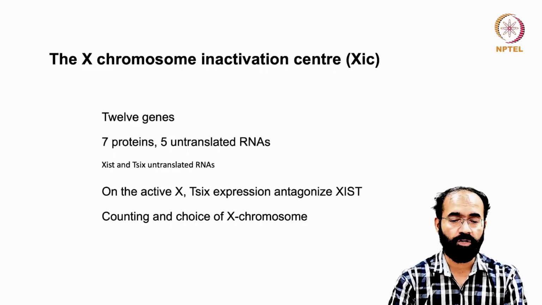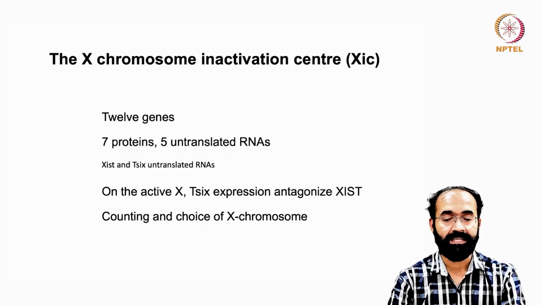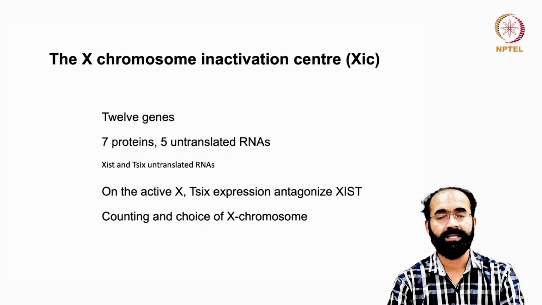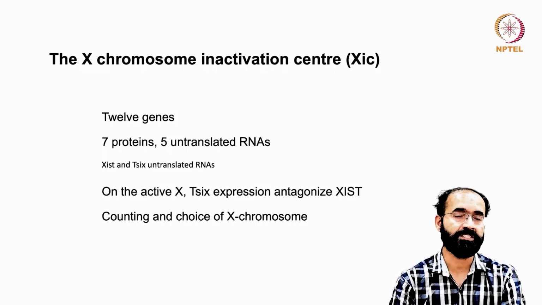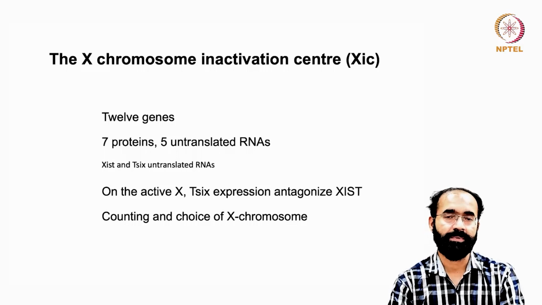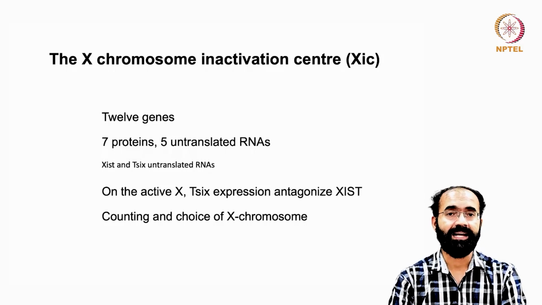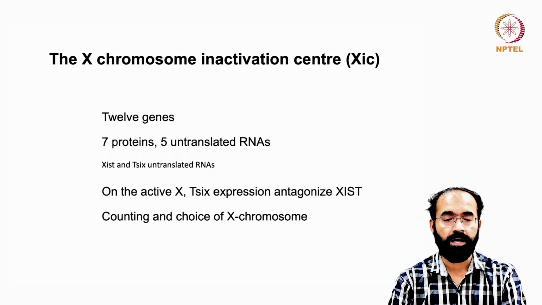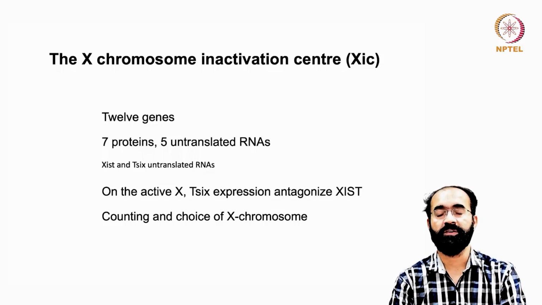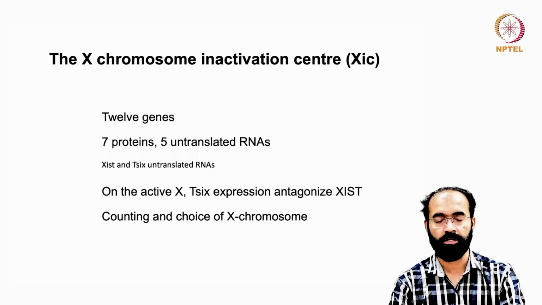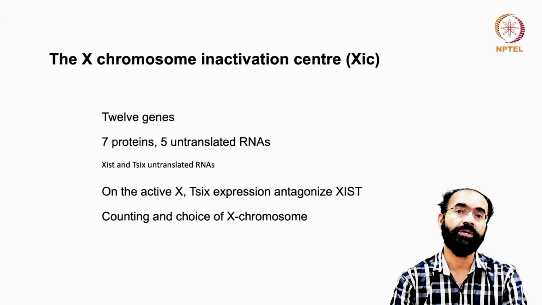On the active X chromosome, Tsix expression antagonizes Xist. That means one of them has to express first, either Tsix or Xist. If Xist expresses first, then that chromosome will be inactive. If Tsix expresses first, it will not allow the Xist to act on it. So the X inactivation center is also important in counting and selecting the choice of the X chromosome. Choice usually is random. No preference is given to paternal copy or maternal copy. Choice usually is random, but counting takes place.